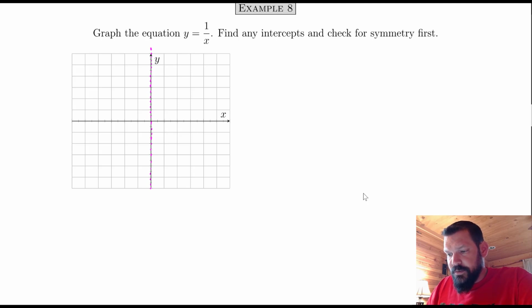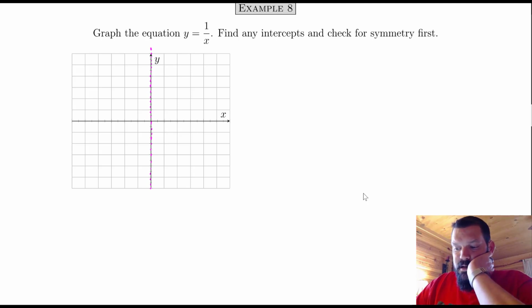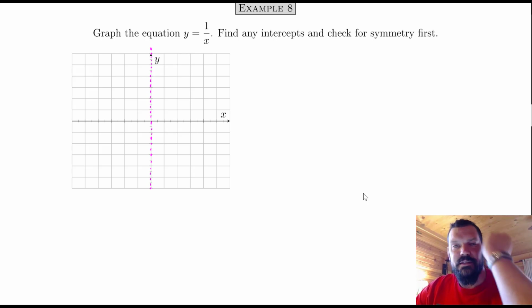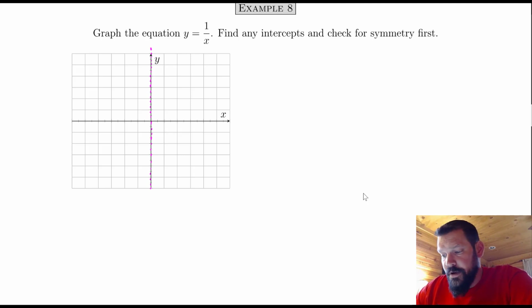So we know there's no intercepts. It's not going to cross that line. And it'll never get to 0, so it's never going to cross the x-axis. It's going to get really, really close to 0. So in your mind, think about what happens when we divide 1 by an incredibly small number.